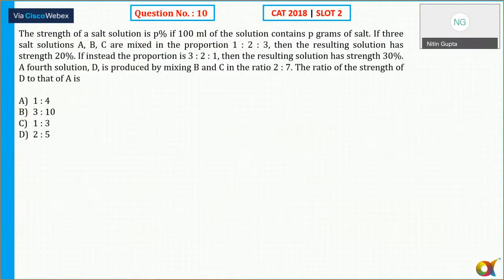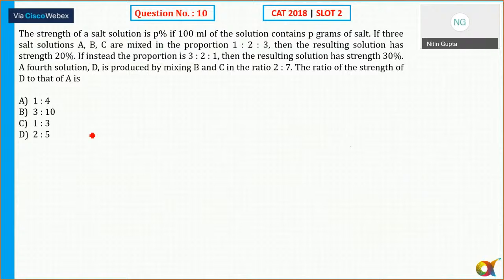Now, come to question number 10. Question number 10 says, the strength of a salt solution is, now it's a very, very interesting question here. The strength of a salt solution is P% if 100 ml of the solution contains P gram of salt. Okay. Doubt hai abhi bhi, Santosh? I hope that it is clear.